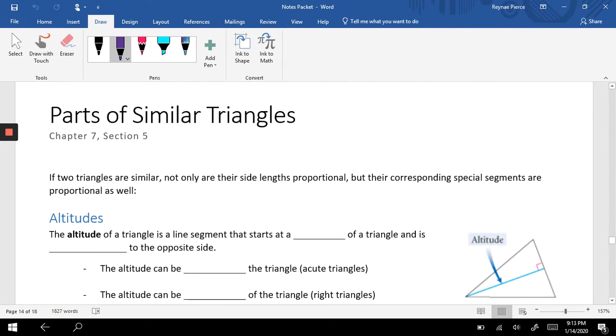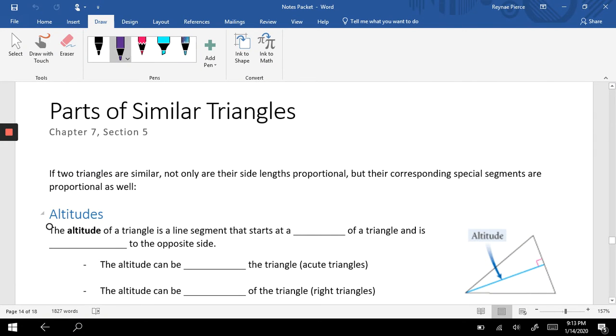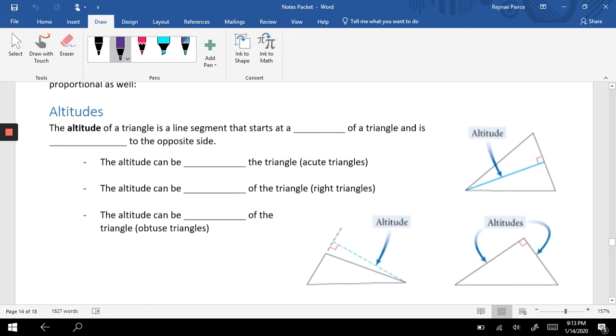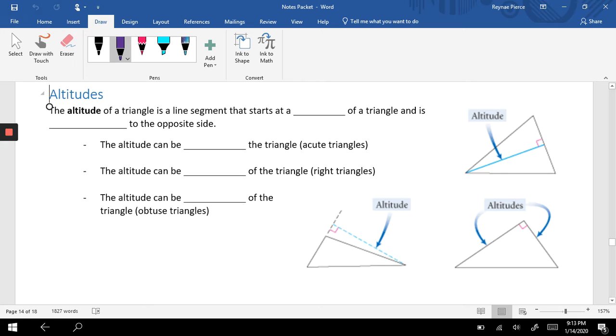Up to this point in chapter 7, we've only used the side lengths of triangles to do things like determine if the triangles are proportional or solve for the missing side. But in section 5, we're going to define 3 new special segments in triangles that we can also include in these proportions. So the first special segment is the altitude.